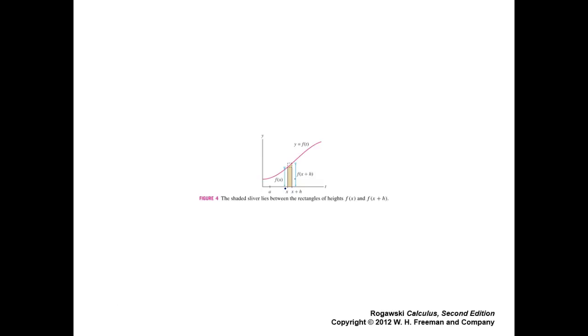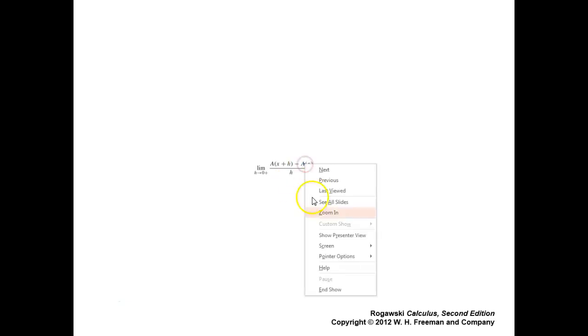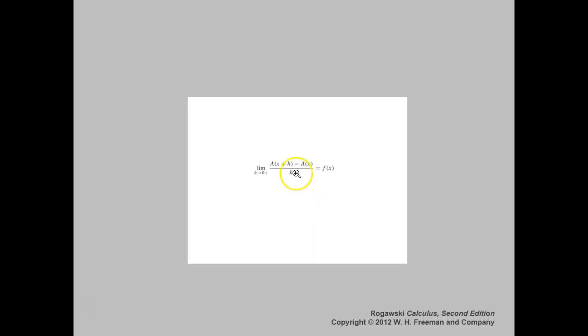The difference between f of x plus h and f of x, times delta h, which is your width there, gives you the area of that sliver. The area of the sliver is also A of x plus h minus A of x. So if you multiply this one by the delta h there, then you get this one, okay? That's basically where they're going with this.